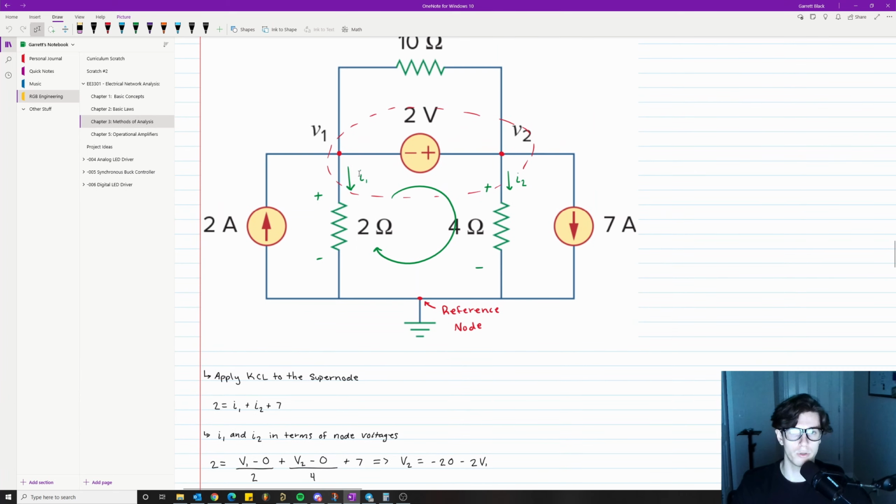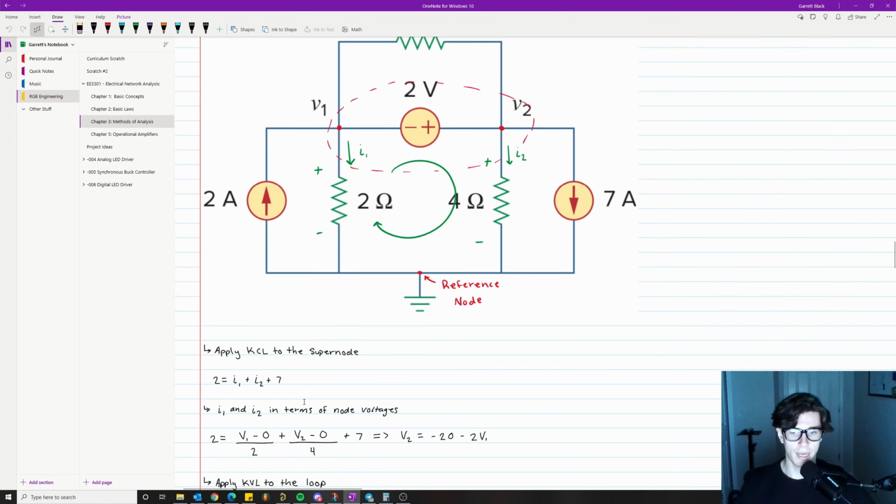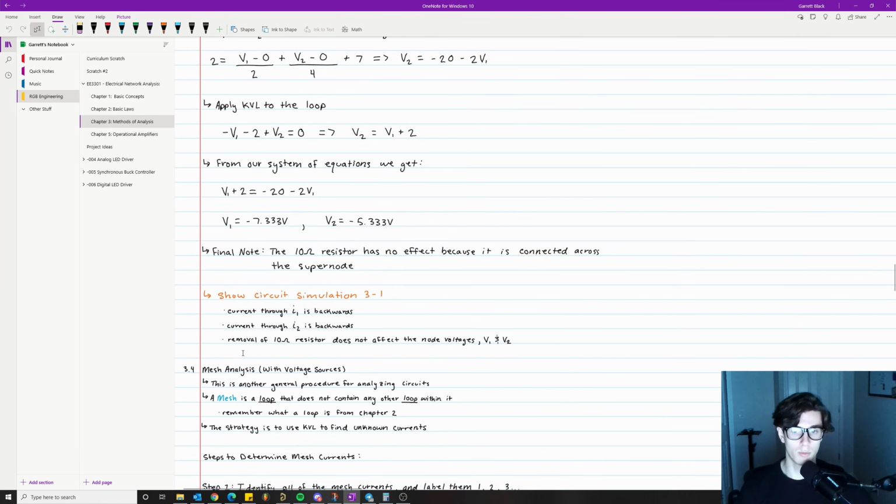If you remember, we drew I1 and we just assumed it's going in this direction. But whenever we look at it, it's actually going backwards. And I2 is the same thing as well. And I said, this is perfectly okay, because as long as you set up your equations right and you do the math right, it doesn't matter. You'll just get negative numbers. Hopefully that reassures you.